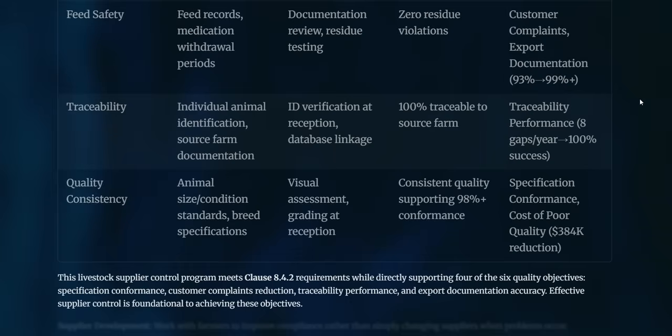Now, this livestock supplier control program meets clause 8.4.2 requirements while directly supporting 4 of the 6 quality objectives, namely specification conformance, customer complaints reduction, traceability performance, and export documentation accuracy. Effective supplier control is fundamental to achieving these objectives.